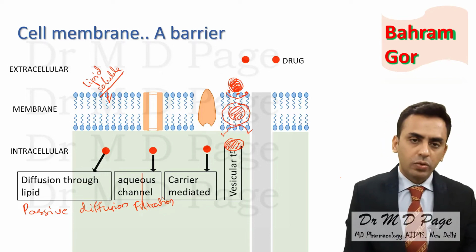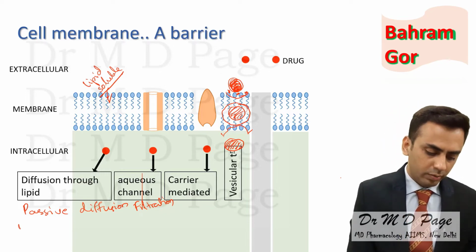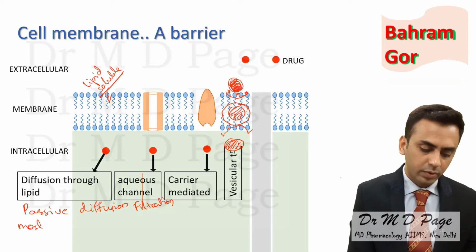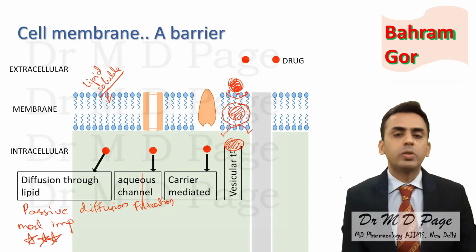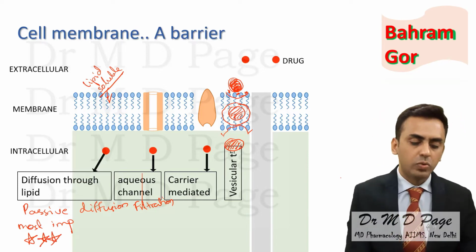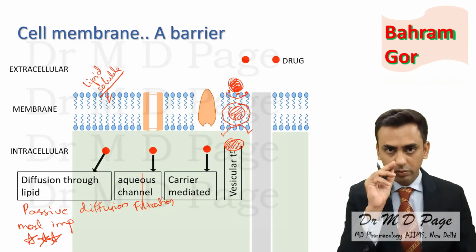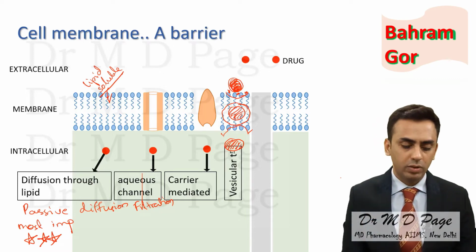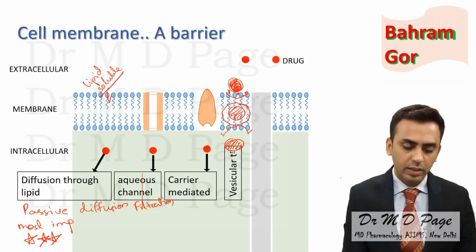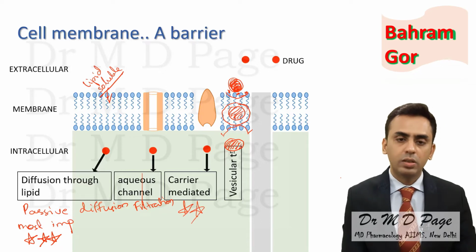So among these four, the most important one is this diffusion through lipid. This is the most important route, and it has been our most important route for transfer of drug, diffusion. Next most important is carrier mediated transport.